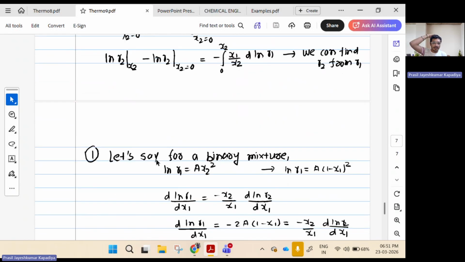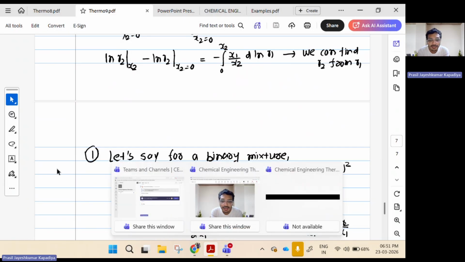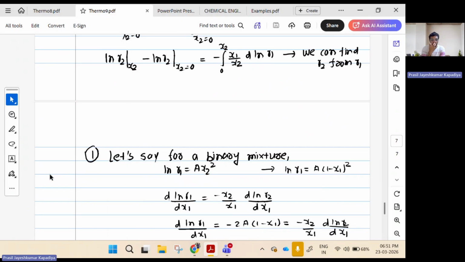Okay, so now we are just talking about how we can find gamma 2 from gamma 1. But what is the expression that we have for activity coefficients, right? So let's say I am writing one expression: ln gamma 1 is equal to a into x2 square.